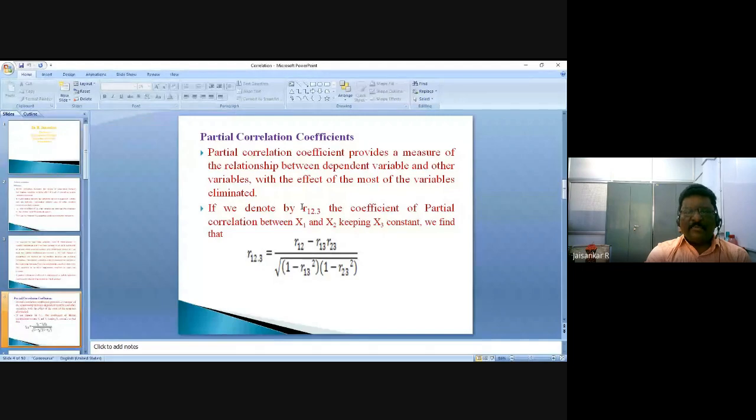The formula for the partial correlation coefficient is given by this. What is R12? Suppose there are three variables, x1, x2, and x3. R12 represents the correlation between these two variables only, x1 and x2. R13 means x1 and x3, R23 means x2 and x3. Remember, there is no question of which variable depends upon which. There is no such question in correlation.